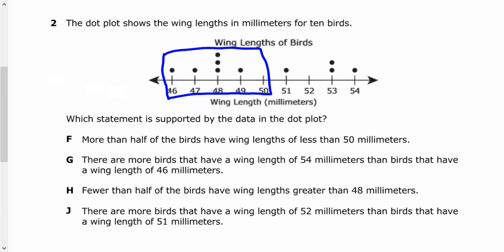First, I need to know how many birds there are total. So I have 1, 2, 3, 4, 5, 6 on this side, and then I have 1, 2, 3, 4 on this side. So it says more than half of the birds have wing lengths of less than 50 millimeters. If more than half do, that means F is my answer, because it is true that 6 is more than 4.